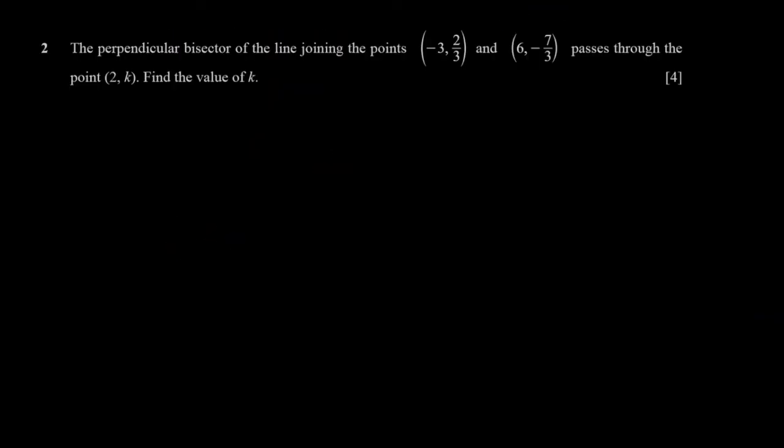All right, so here we are in question 2. The perpendicular bisector of the line joining these 2 points passes through the point (2, k). We want to find the value of k. Well, it's probably a good idea if we recap the idea of a perpendicular bisector.